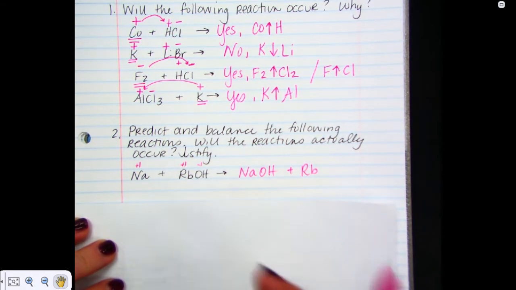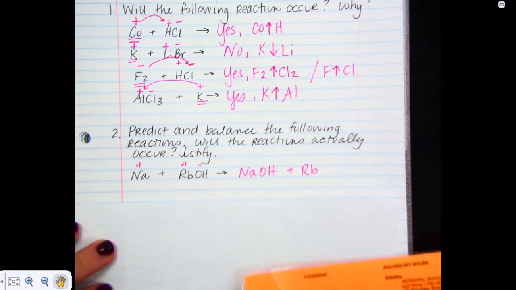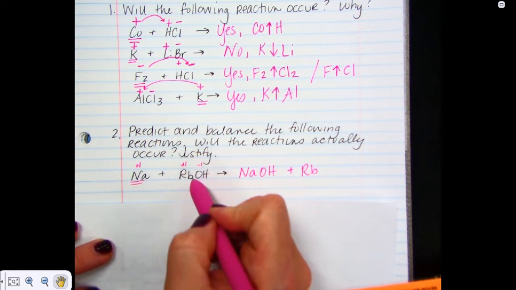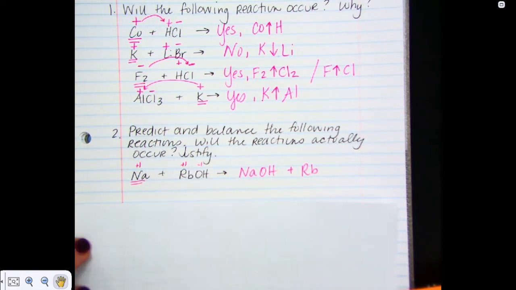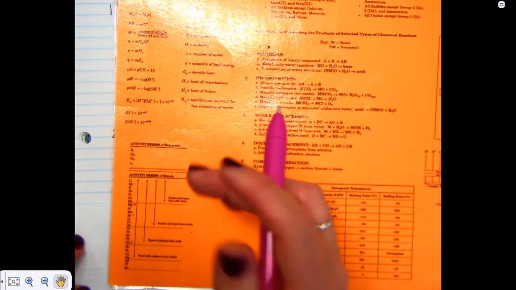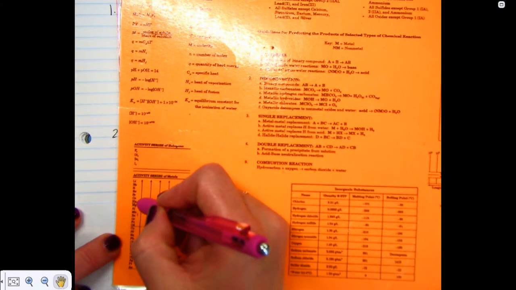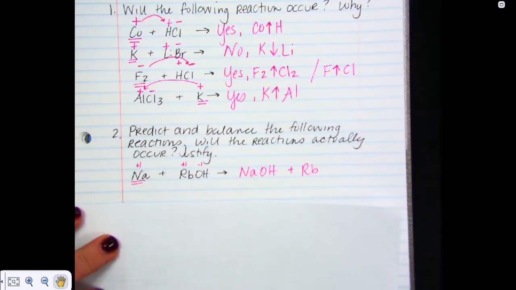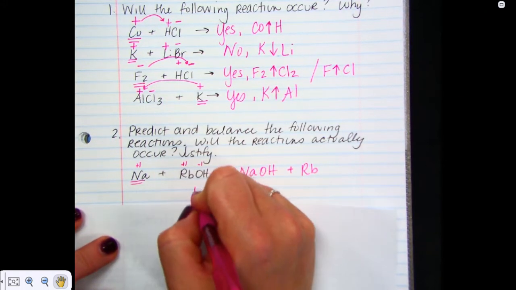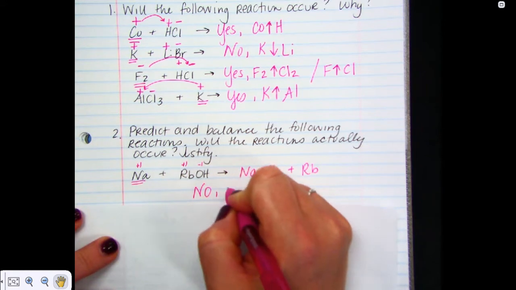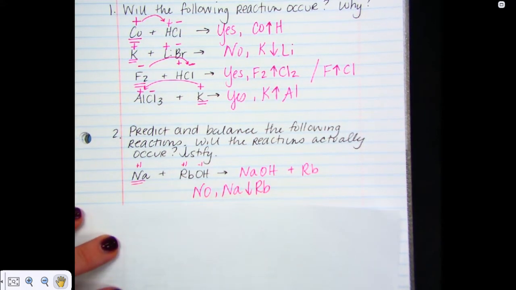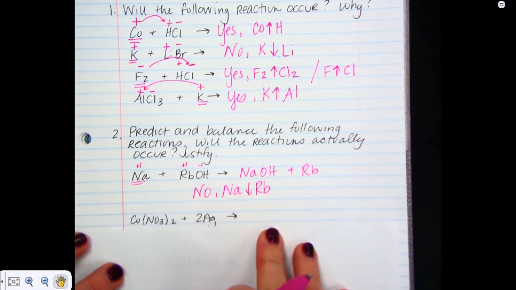Now, will this actually occur? So I go back to my list. Who was my single element? Sodium. Who was it replacing? Rubidium. Can sodium replace rubidium? So I look on my list. Sodium is here. Ooh, rubidium is above it. If rubidium is above sodium, is this going to work? Nope. So my answer, in addition to my balanced equation, is no, because Na is below Rb. Okay. All right, let's look at the next one.